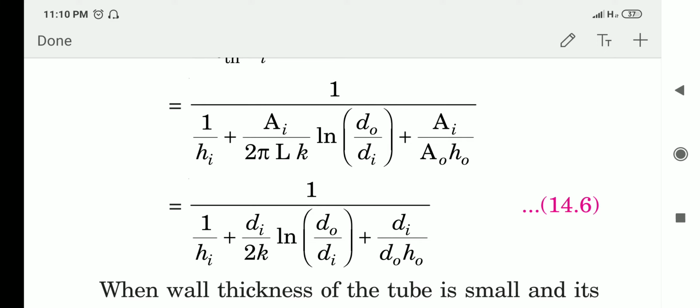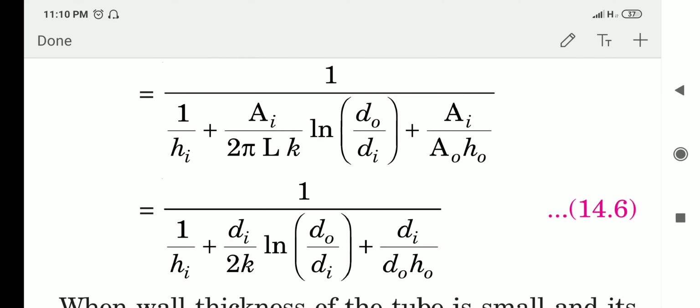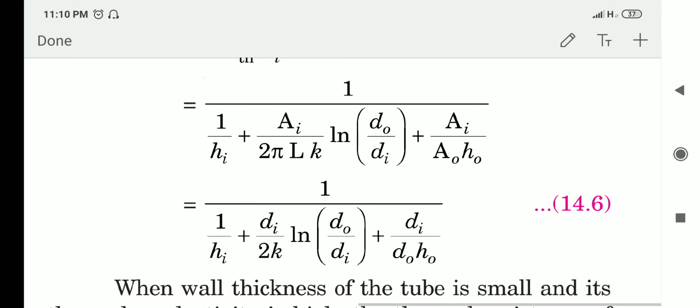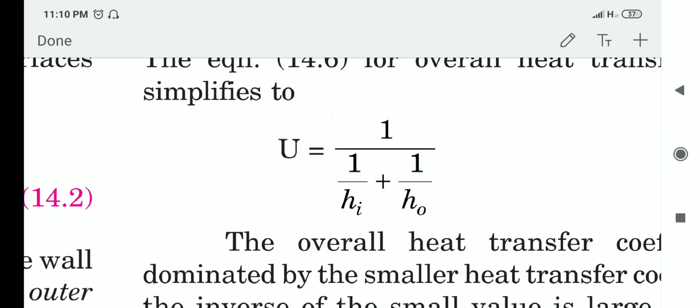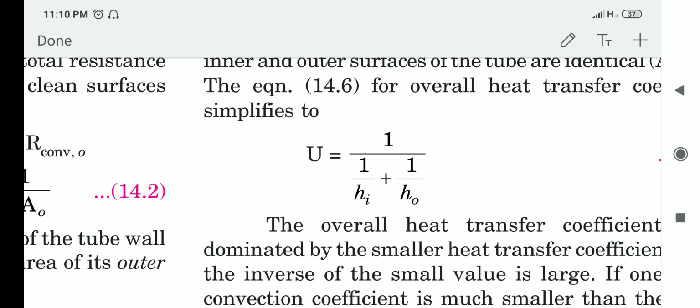In such conditions, DO and DI can be taken more or less the same, so this log term will vanish, and also AI by AO remains the same. Finally, the overall heat transfer coefficient comes to U equal to 1 by HI plus 1 by HO. So in many of our problems, U can be found by using this equation only.